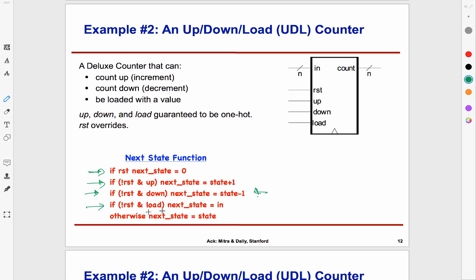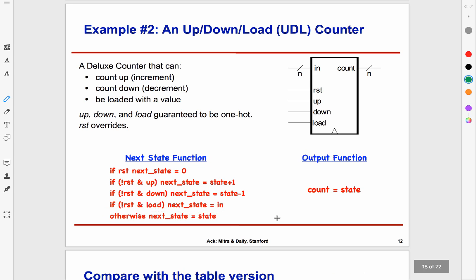If not reset and it is load, then next state is in. So now whatever is at in, I load it into the counter. And otherwise, if reset is low, up is low, down is low, load is low, then the counter freezes. So that's the freeze part. The idea behind this is that for it to work correctly, at most one of the 4 inputs should be high and the others should be 0. So that's the logic out there.